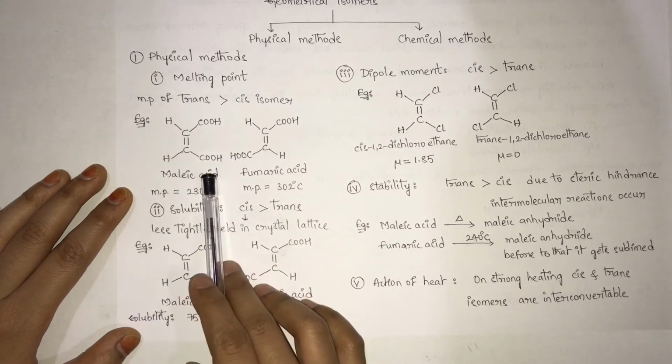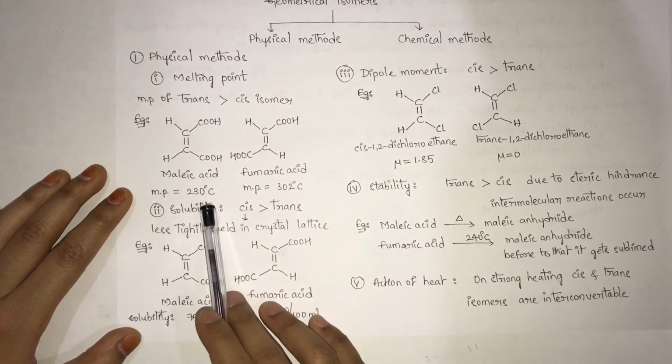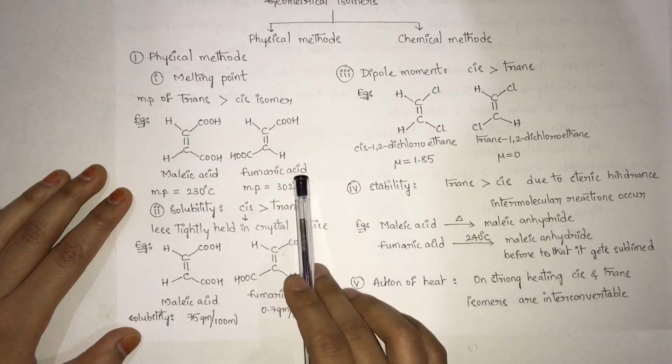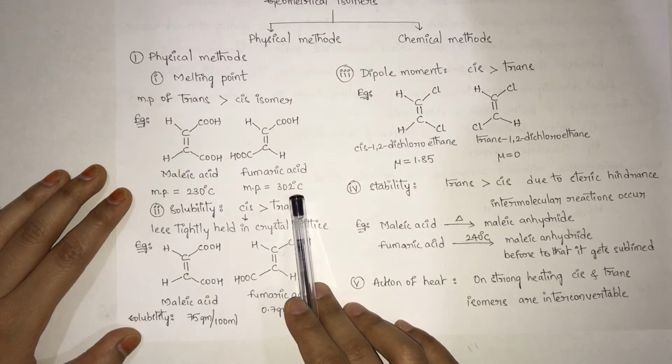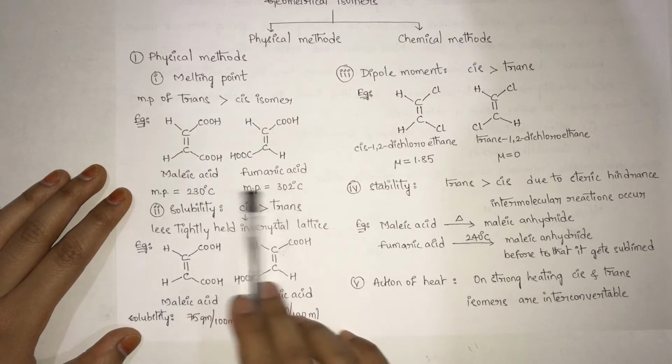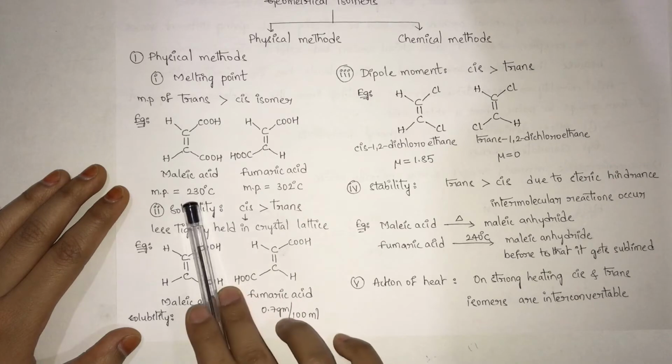Coming to the example, maleic acid, which is a cis isomer. The melting point of maleic acid is 230 degrees Celsius, whereas fumaric acid, which is a trans isomer, the melting point is 302 degrees Celsius. We can compare both the values, where trans isomer has a higher melting point when compared to cis isomer.